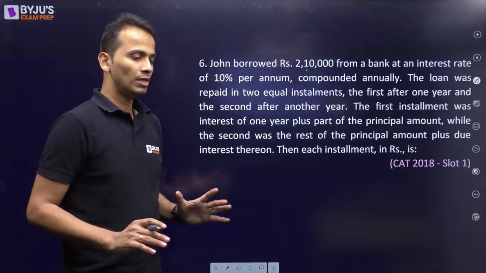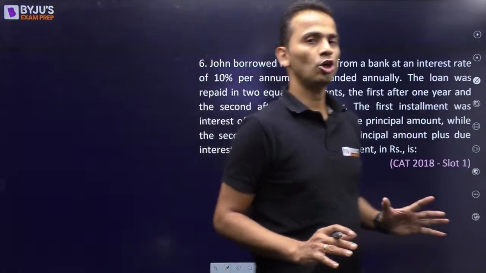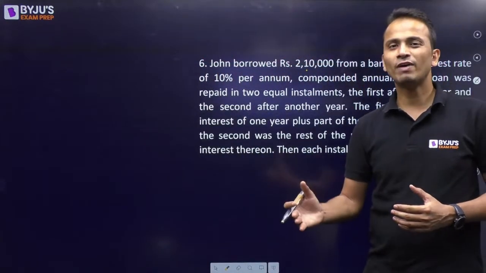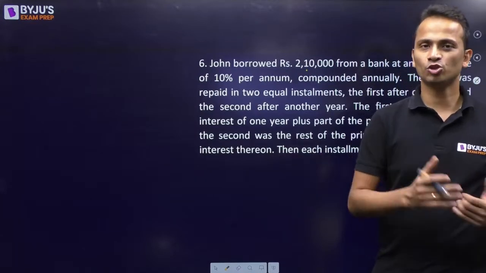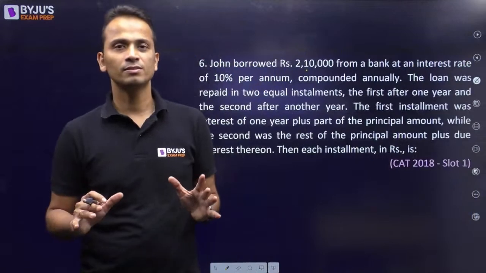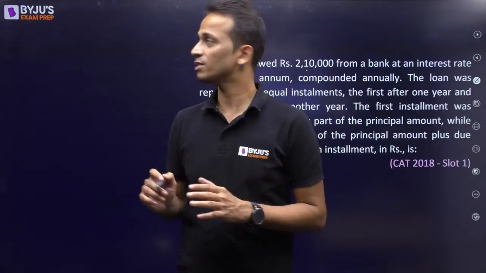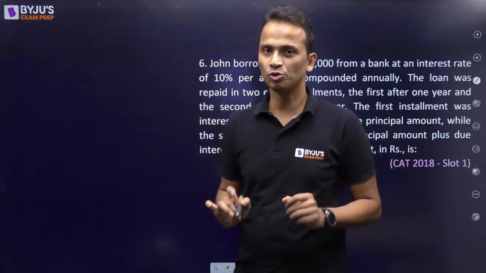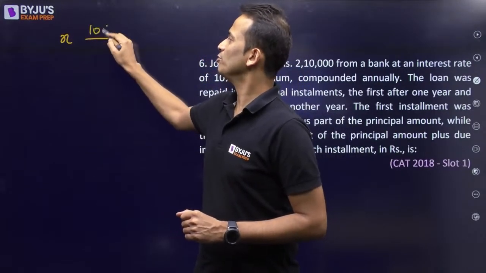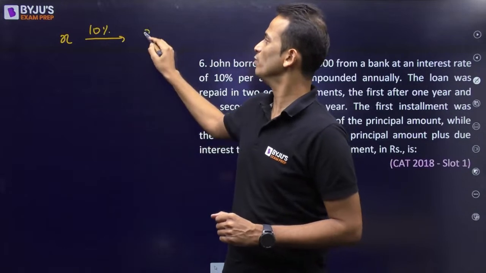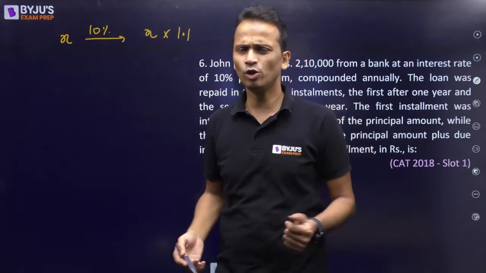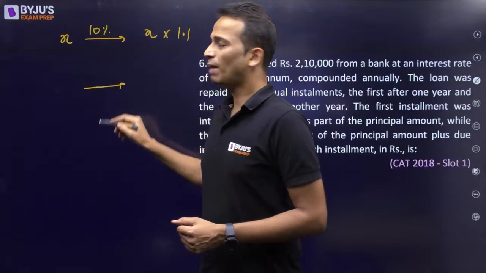Now, basically in installments, we use the concept of present value, future value, or past value. It's nothing but a very simple concept of percentages. Let's say if X is increased by 10%, the final value will be X multiplied by 1.1, right? This we already know.